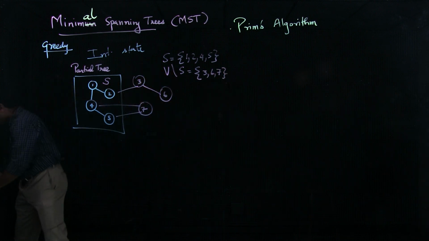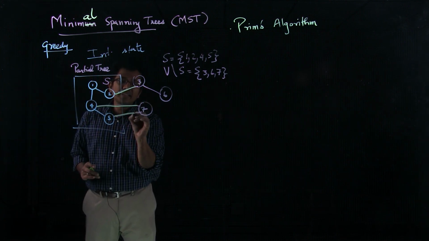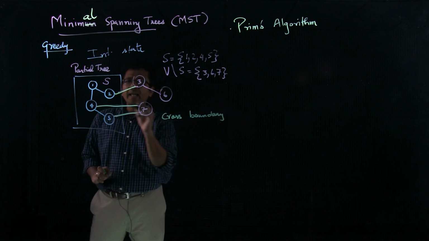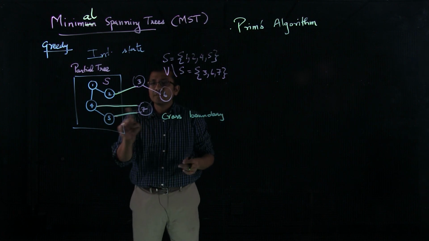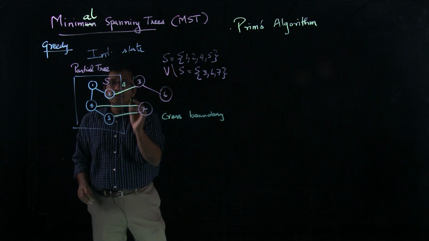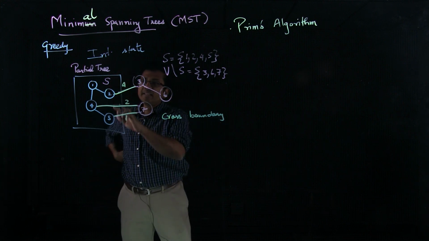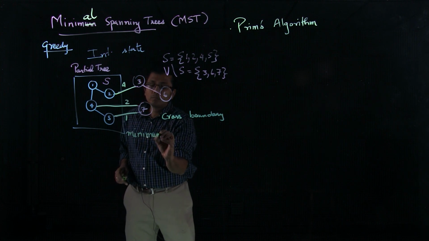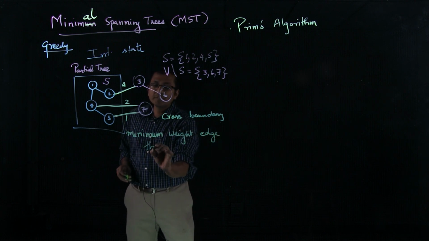Now it's going to be greedy in the following way. At every step, it's going to consider the edges that cross the boundary. What does that mean? An edge that goes from some node in the tree to some node outside the tree. Let's say the edge weights are 4, 2, and 1. It's going to look at these edges that cross the boundary, and take the minimum weight edge that crosses the boundary.